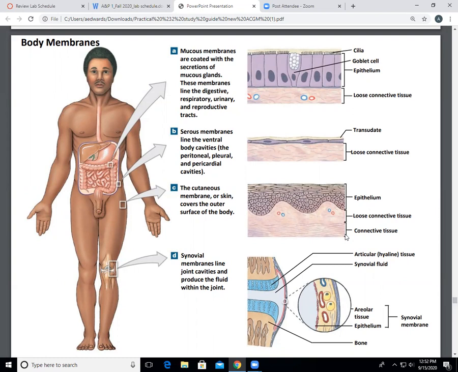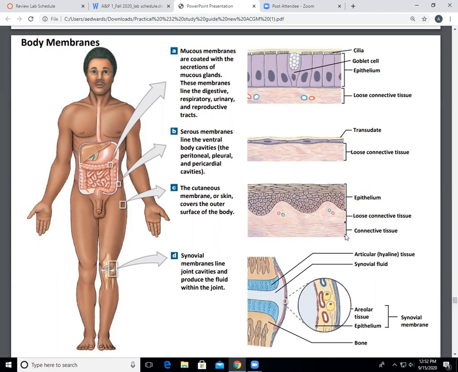So for serous membranes, these line ventral body cavities. Remember, that's the front of the body. So like your abdominopelvic cavity, thoracic cavity. So this includes peritoneal, pleural, and pericardial. So remember, peritoneal lines your abdominal cavity. Your pleural is your lining for your lungs. And your pericardial cavity, lining around your heart.